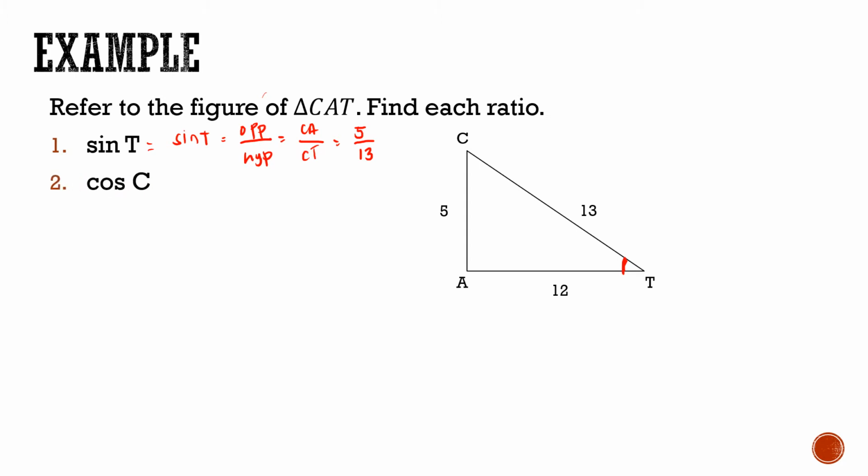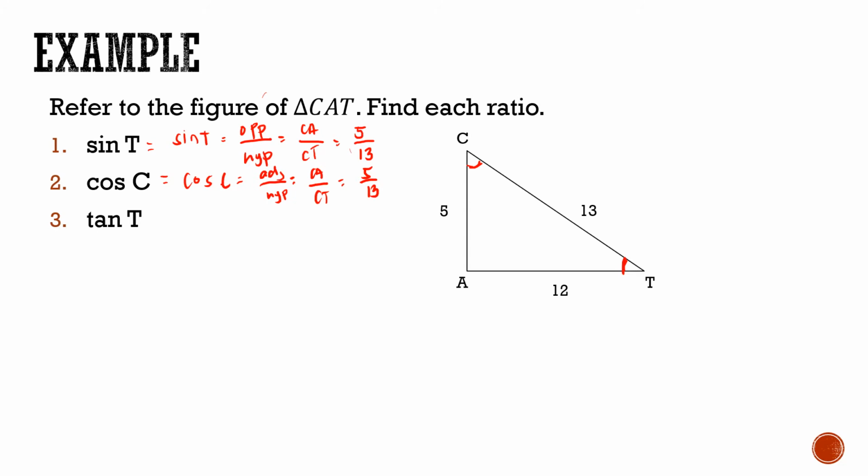Let's have cosine C. So our reference angle is angle C. We know that cosine C is equal to the adjacent side over the hypotenuse. So if my reference angle is angle C, obviously AT is the opposite, therefore CA will be your adjacent side. So that is CA over the hypotenuse, which is CT. Therefore, cosine C is equal to 5 over 13.